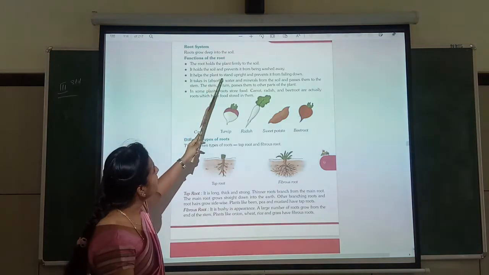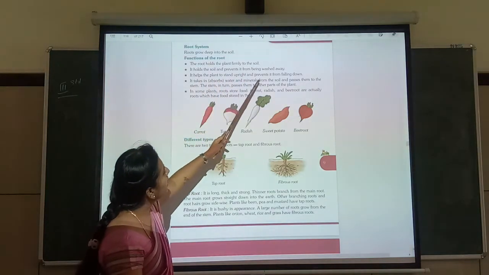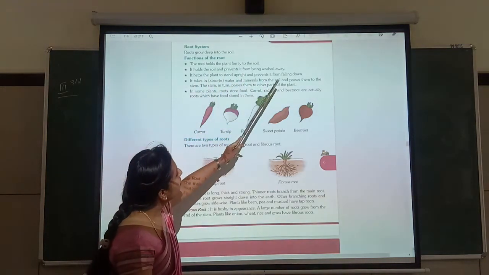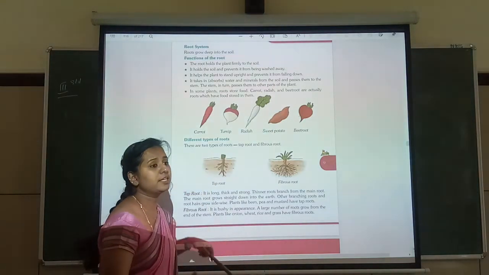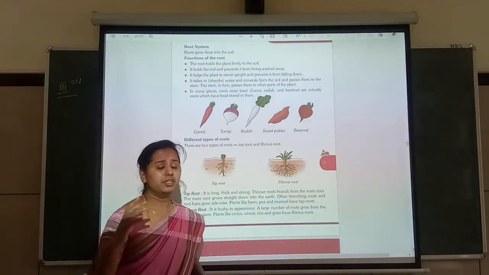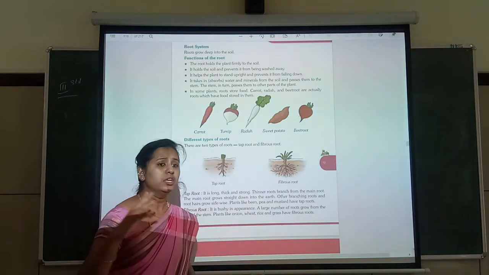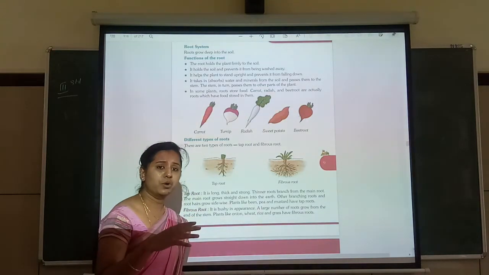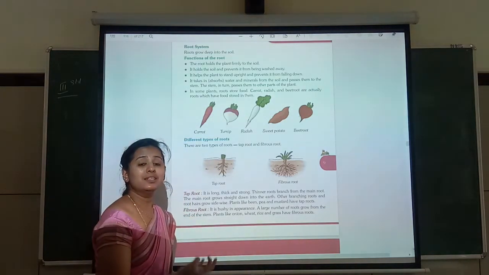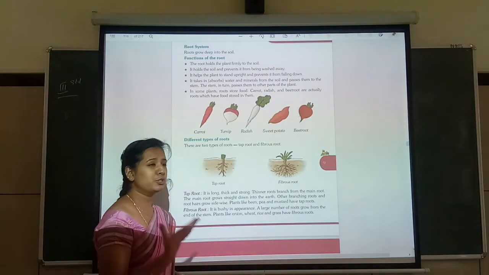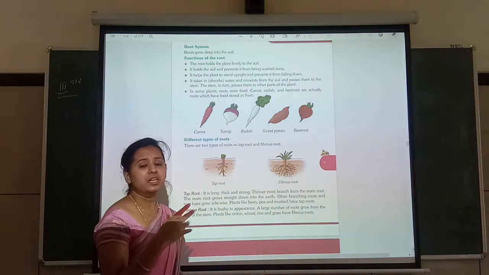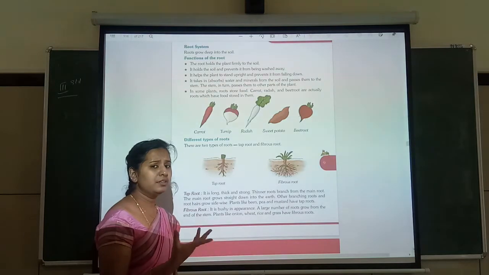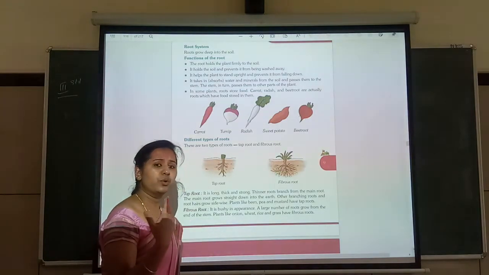It helps the plants to stand upright and prevents them from falling down. It's protecting them, so they are not going to fall. If there is wind also, the plants or trees won't fall because the root is holding the plants and trees. If the wind is very strong, what happens? The trees will bend and they will fall.